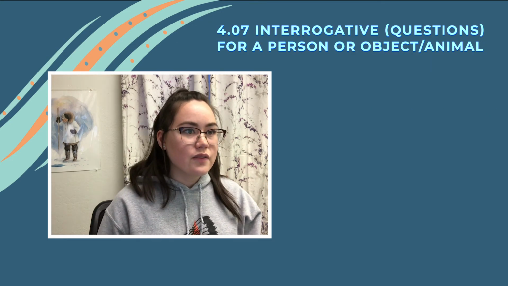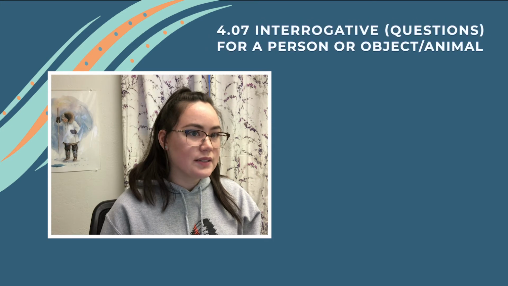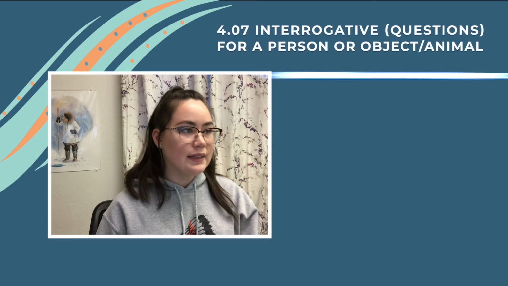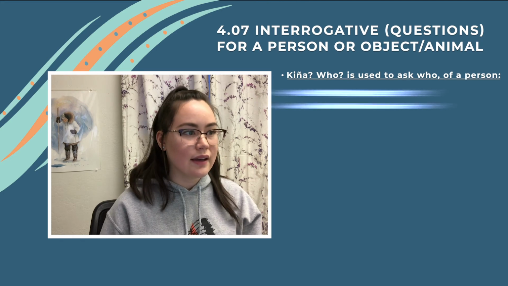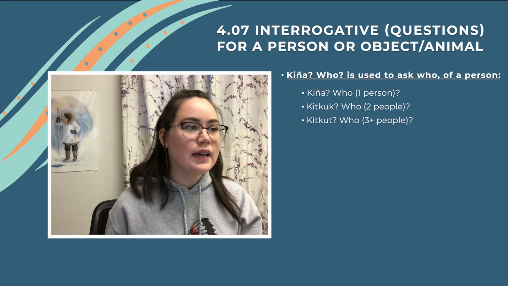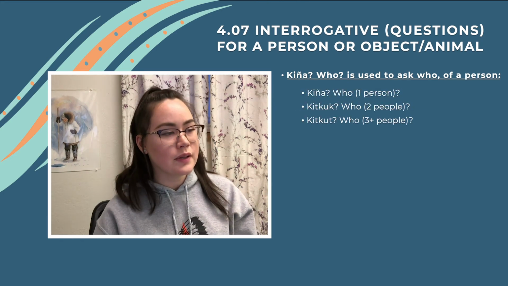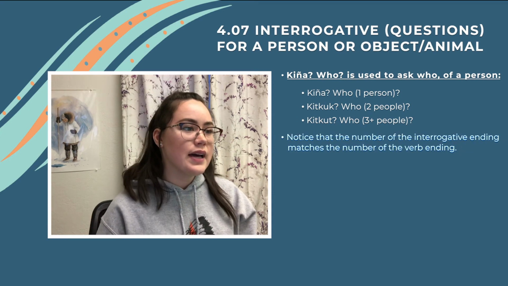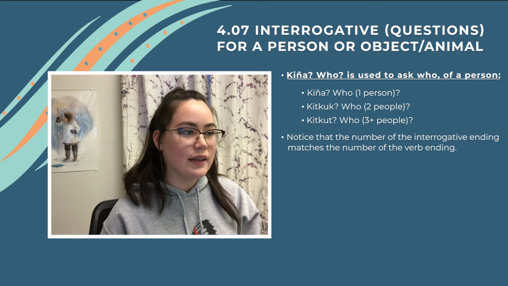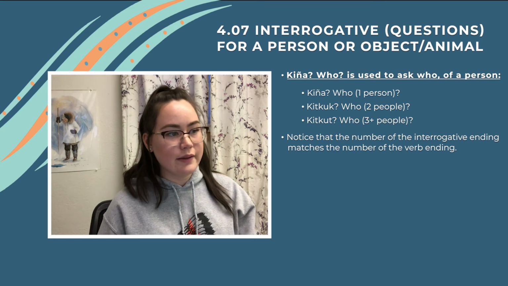Interrogative questions for a person or object/animal. Kinya, who, is used to ask who of a person. Kinya, who, for one person. Kitkuk, who, for two people. Kitkut, who, for three or more people. Notice that the number of the interrogative ending matches the number of the verb ending.